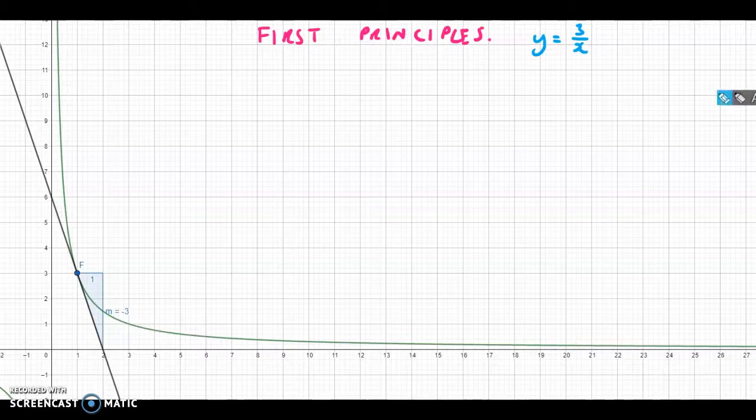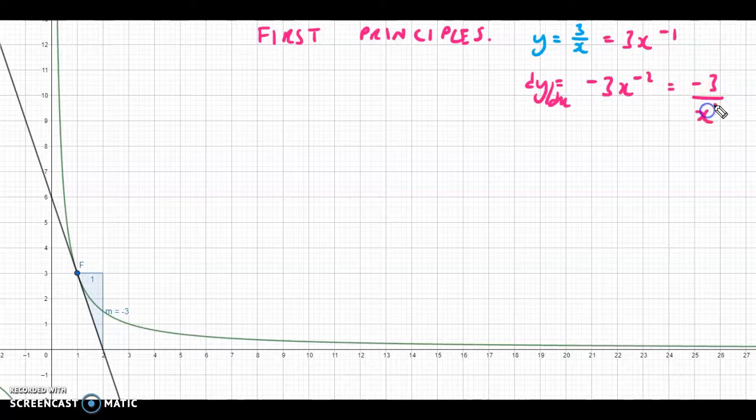And we sort of know that because the funny thing with first principles is that once you start learning your rules, we know that we can do it so much quicker. So we know that y is equal to 3x to the minus 1. So dy by dx, the gradient, is going to equal -3x, take 1 away from the power, which is equal to -3 on x squared. And at this point, when x is 1, the gradient when x is 1 is -3 over 1, which is -3, which we can see is exactly the same.